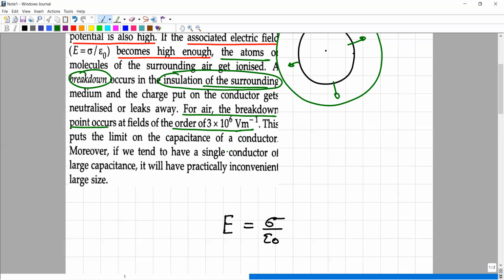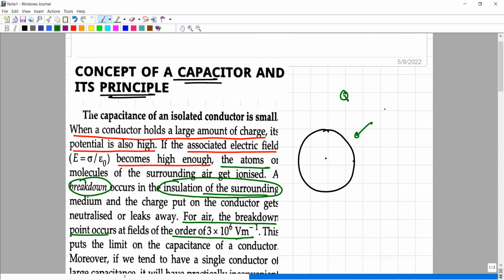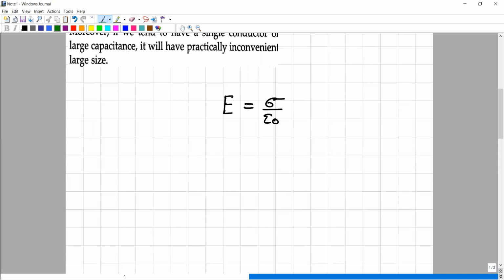So that is the reason why, if you keep on giving a lot of charge to one single conductor, it will develop a very high potential, and it will also develop a very high electric field, which is not desirable. You don't want this. And because of this very high electric field, the insulating property of the surrounding medium will break down. Because of all these issues, one single conductor cannot hold a lot of charge.